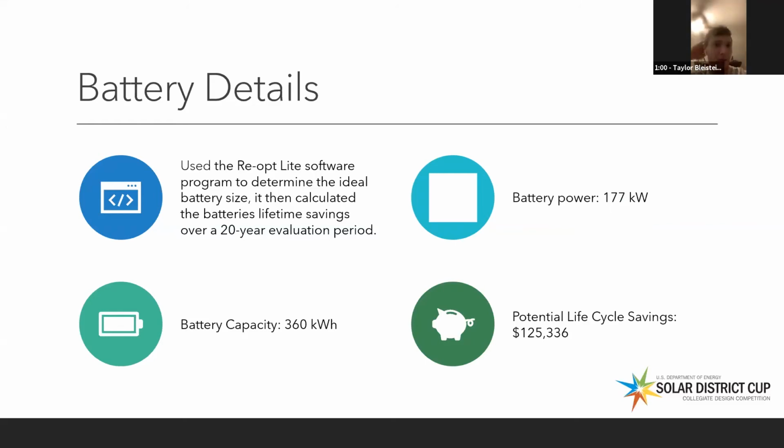For the battery, we used the REopt software to determine the ideal battery size, calculated over a 20-year evaluation period. It suggested a battery capacity and power of 177 kilowatts and 360 kilowatt hours, and calculated that our projected savings over those 20 years, using that battery size in our rooftop design, would be over $125,000.